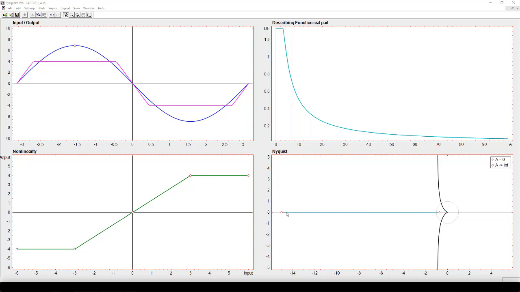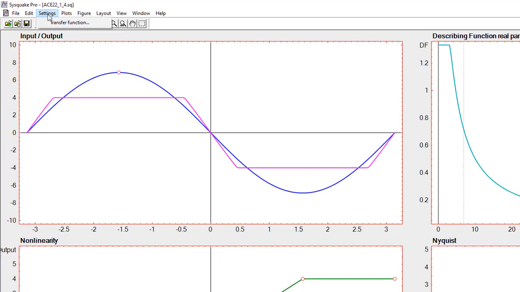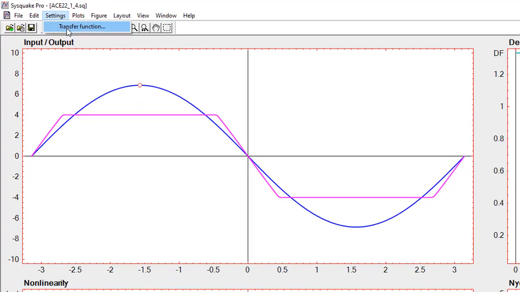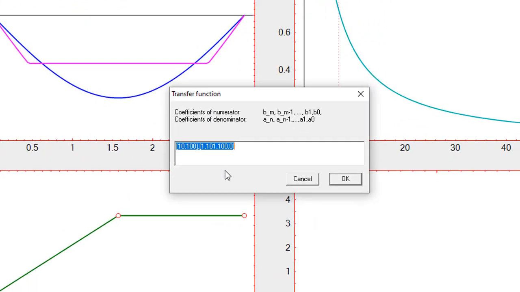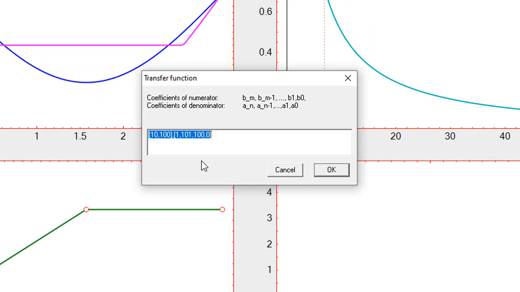Additionally, as G of s contains no poles in the right-hand side of the complex plane and there is no encirclement of DF of A by G of j omega, the closed-loop system will be stable and will converge to an equilibrium case. We can set the transfer function of the linear element on the Settings tab. In this pop-up window, we can write the coefficients of the numerator and denominator of the desired linear transfer function.